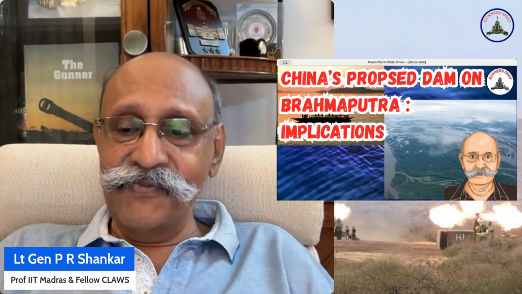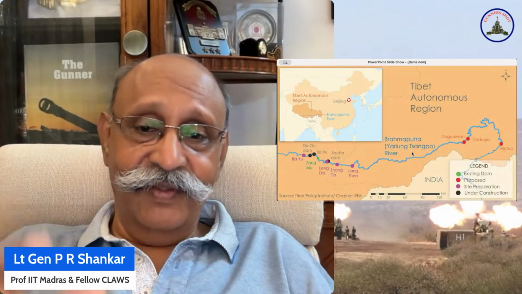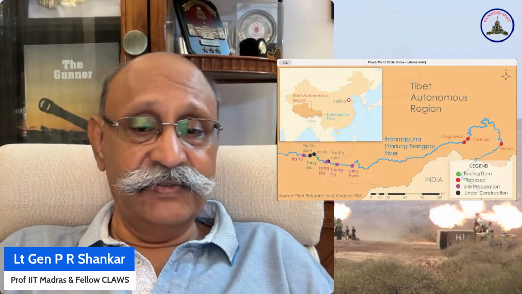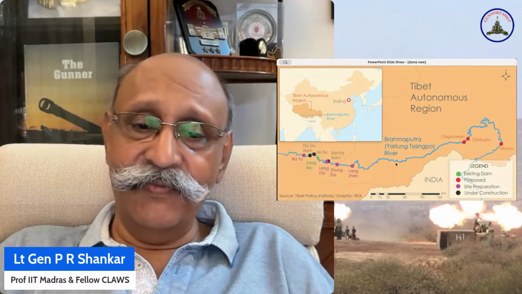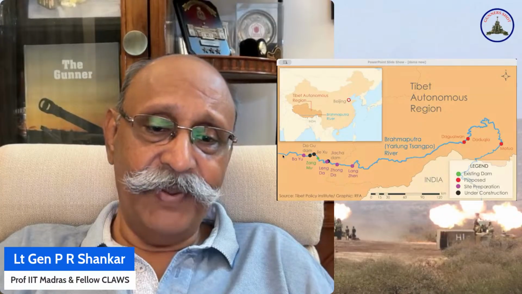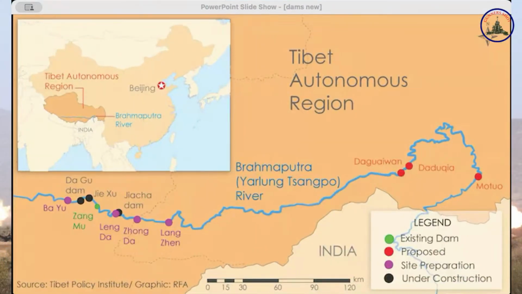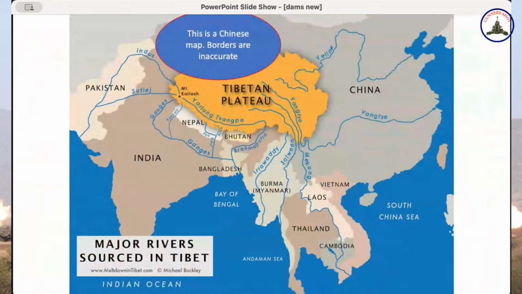Okay. First and foremost, look, there's a Tibet non-autonomous region, and you find a whole lot of this. I'll leave the map here in full glory, right? There are dams which are existing, there are dams which are proposed, where the site is under preparation, under construction, and all that. Depending on which map, which site you take, you will get that. But don't worry about it. Look at this map.